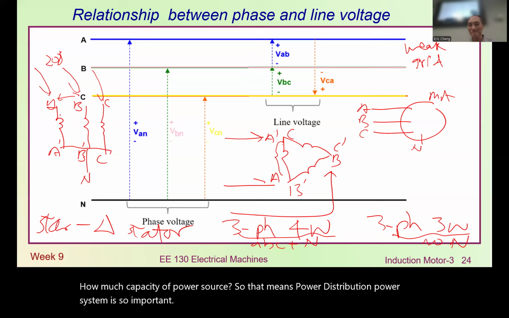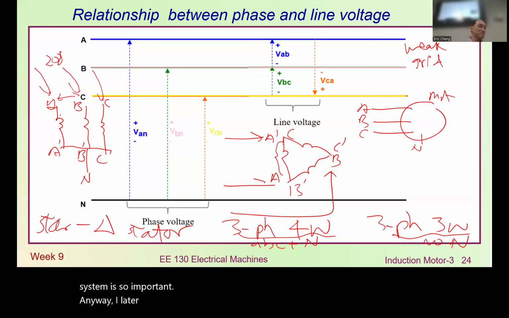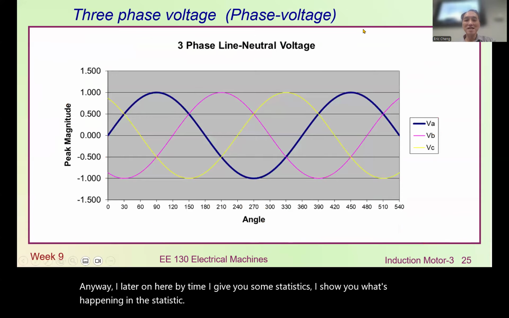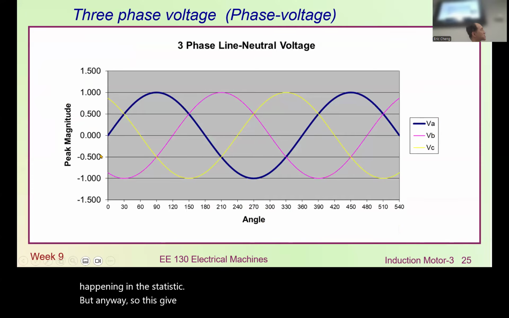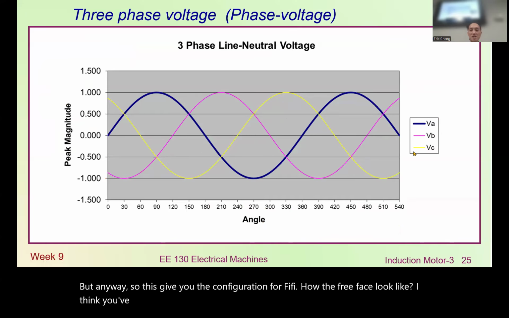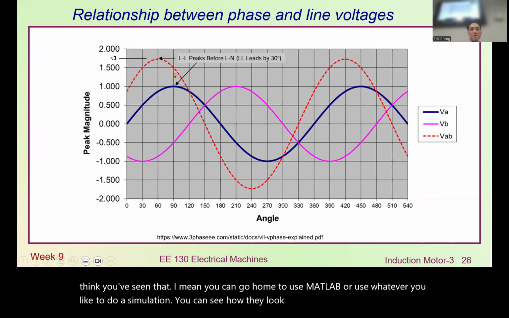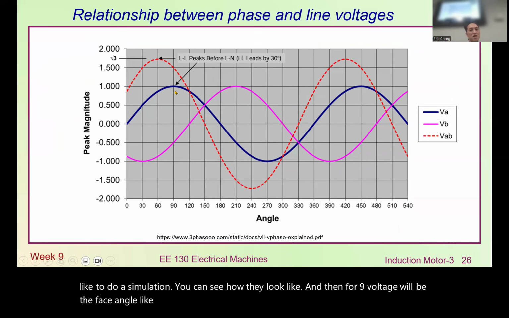Anyway, later on, if I have time, I'll give you some statistics and show you what's happening. But anyway, this gives you the configuration for 3-phase, how the 3-phase looks like. I think you've seen that. You can go home and use MATLAB or whatever you like to do a simulation and see how they look. And then the line voltage, the phase angle will be like that. The voltage will be 1.7 something times the amplitude as compared to the phase voltage.